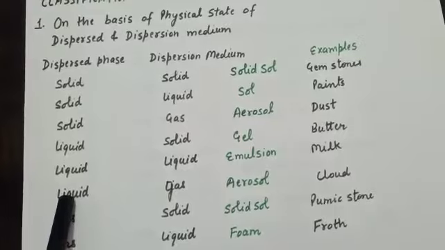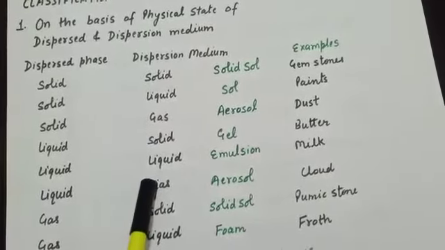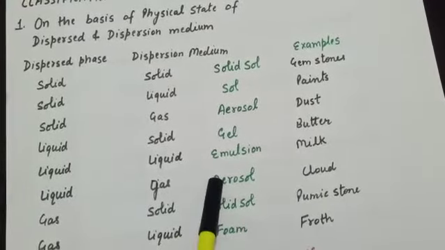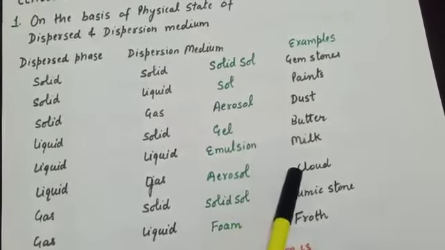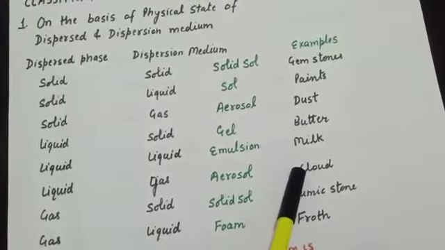Next type is when the dispersed phase is liquid and the dispersion medium is gas. That is known as aerosol. The name of the colloid is aerosol and the example is cloud. Clouds are an example of aerosol.